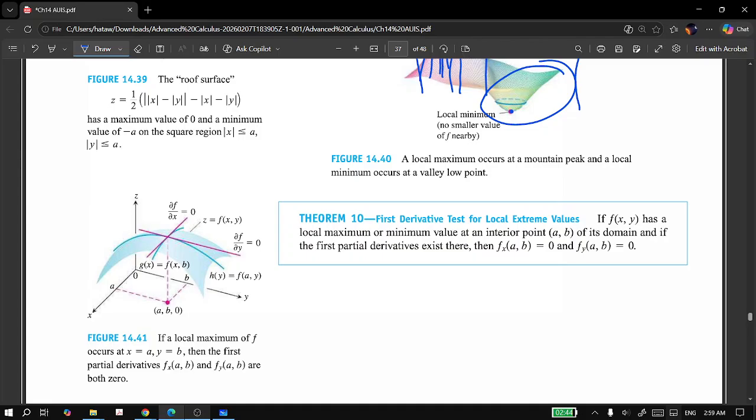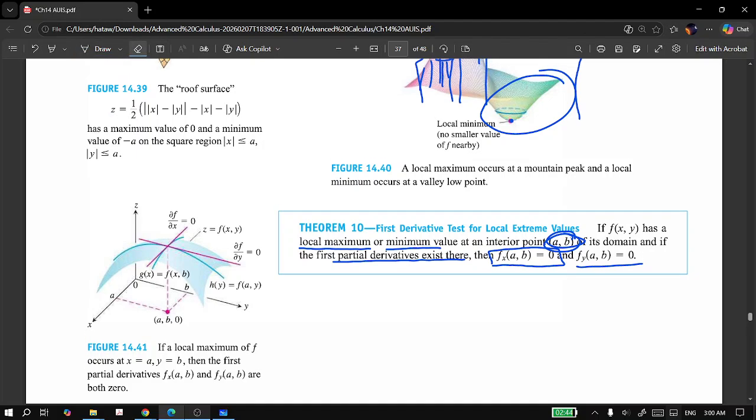Okay, let's see what's the first derivative test for local extreme values. If f of xy has got a local maximum or minimum value at an interior point ab, then the first partial derivatives exist there. So if you know that a function has got a local maximum and local minimum at a specific point ab, that means their first partial derivatives exist. And at that point where local max and local min exist, the first derivatives of the function are equal to 0. That means f sub x and f sub y are equal to 0.